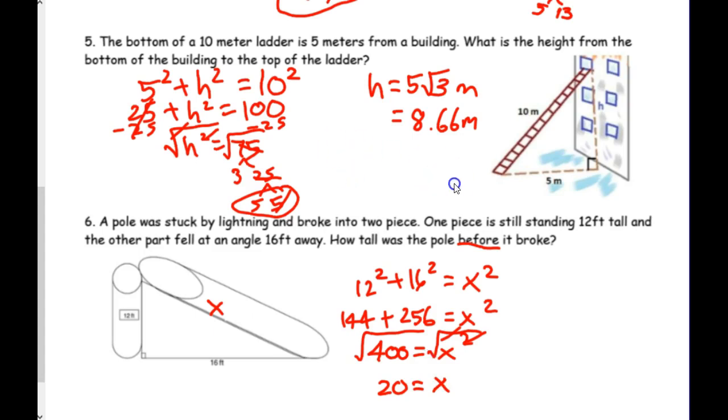Now, 20 is not the answer of what it was before it broke. All we did was find out that this is 20. So if I can piece this pole back together, I'm going to have to add 12 and 20. So 12 plus 20 equals 32 feet. That's the answer.